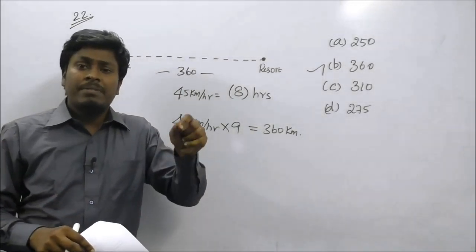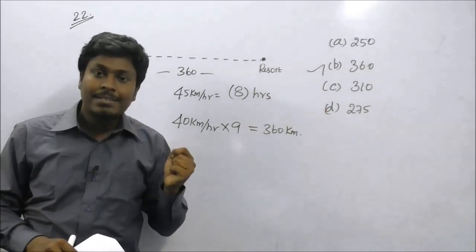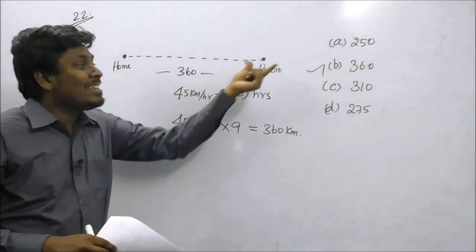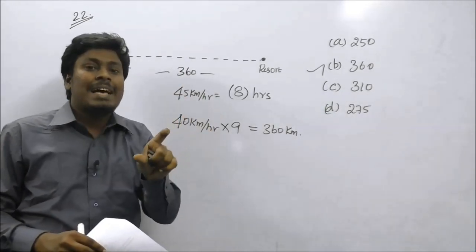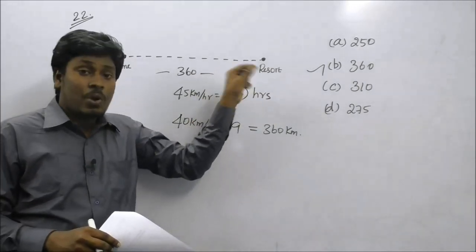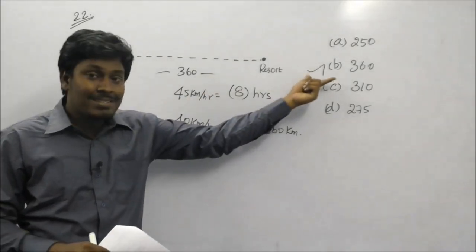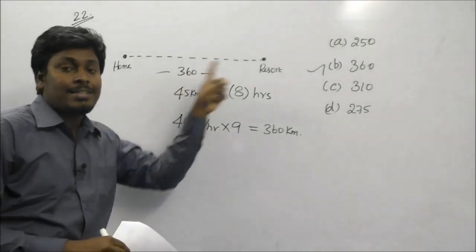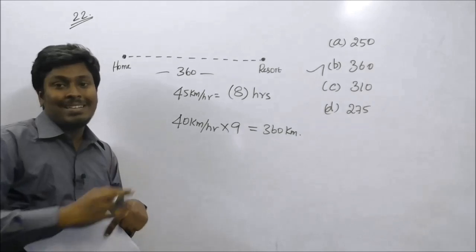Friends, most people will have a doubt: why didn't you take option 275, 310 or 360? The first target is that he drives at a speed of 45 kilometers per hour, so take an option which divides easily. If you took 250, it won't divide by 45. First take an option which is approximately divisible, like 360. If this option is not available, then go for the second option. I saw 45 kilometers here, and 360 can be divided by 45, so I took 360 as an option. In both conditions 360 kilometers satisfies, so I can clearly say that option number 2 is exactly correct.